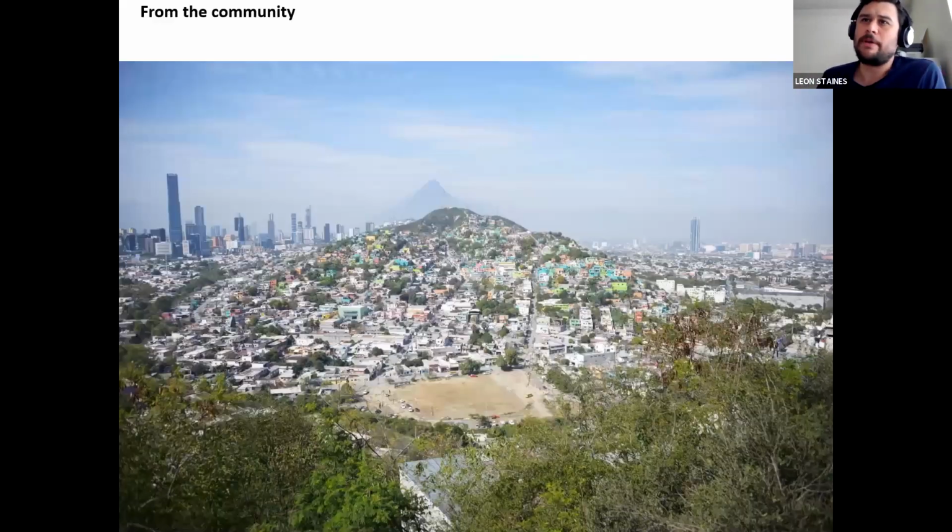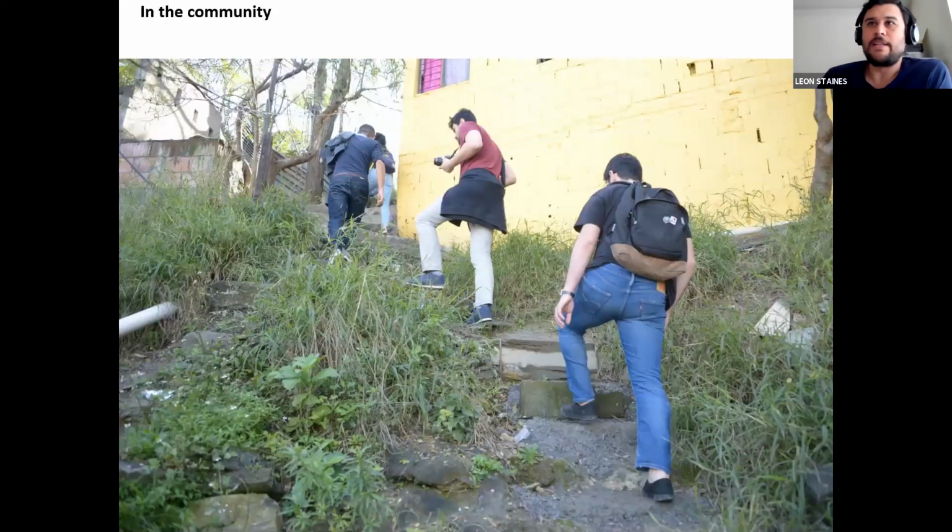This is how it looks, a picture from this place. We can see this landscape of disparity of Monterrey. The buildings in the back are in the district area, which is one of the richest municipalities in Mexico, San Pedro Garza García. But the community is like this. The community still has a lot of problems with mobility, lack of services, and a lack of basic infrastructure.